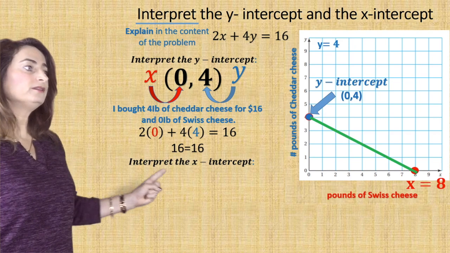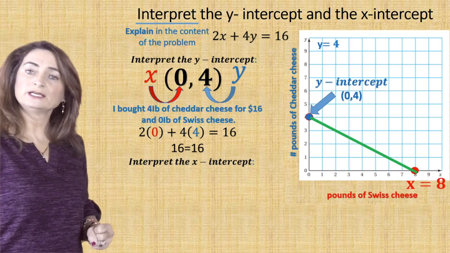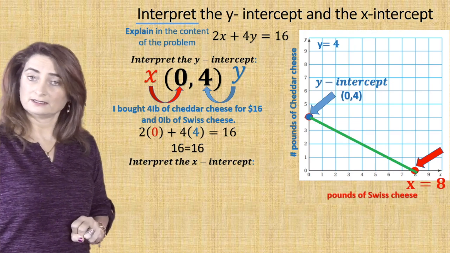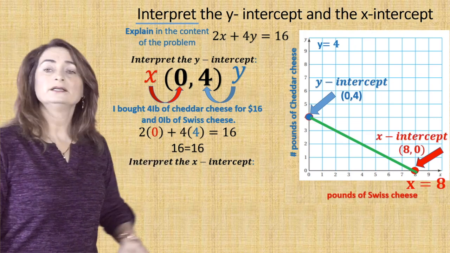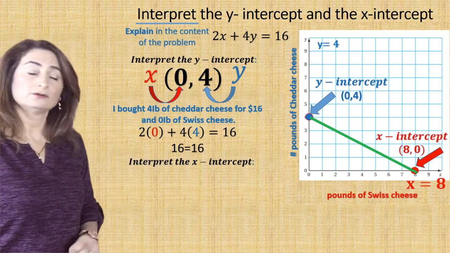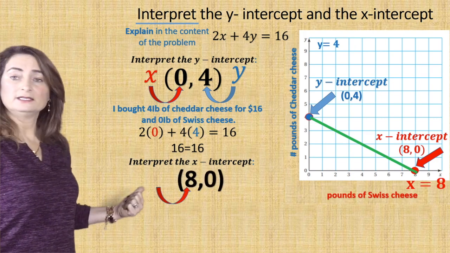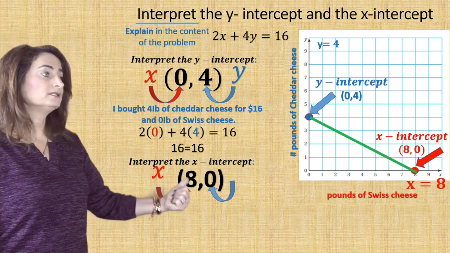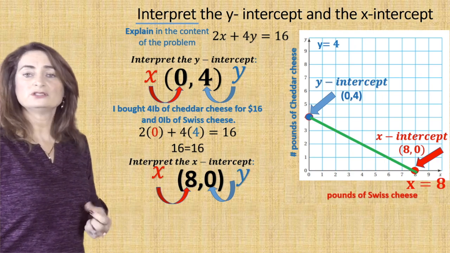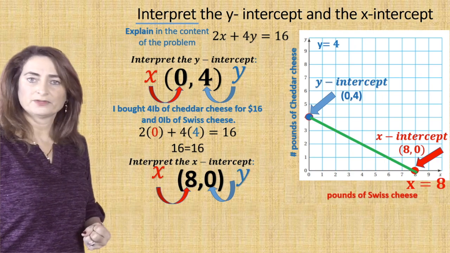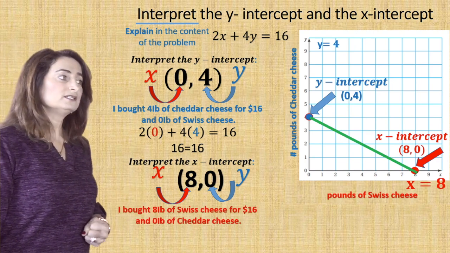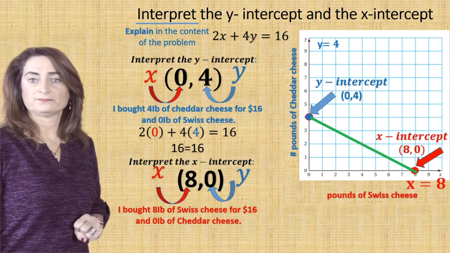Now interpret the x-intercept. To interpret the x-intercept, go on the graph, find where the line crosses the x-axis, and it lands on the coordinate 8, 0. What does that mean? 8 is the value of x, which is the number of pounds of Swiss cheese, and 0 is the value of y, which is the number of pounds of cheddar cheese. Which means I bought 8 pounds of Swiss cheese for $16 and 0 pounds of cheddar cheese.